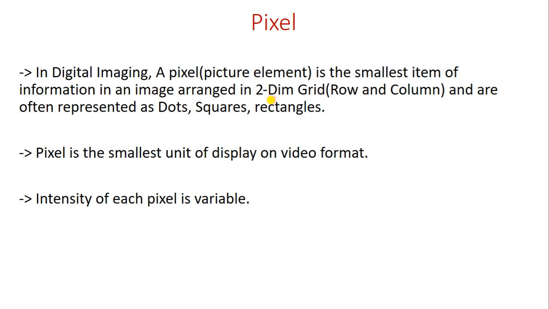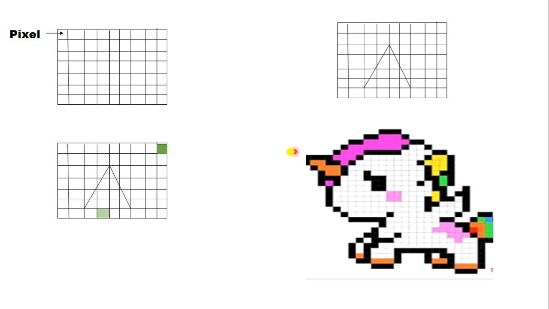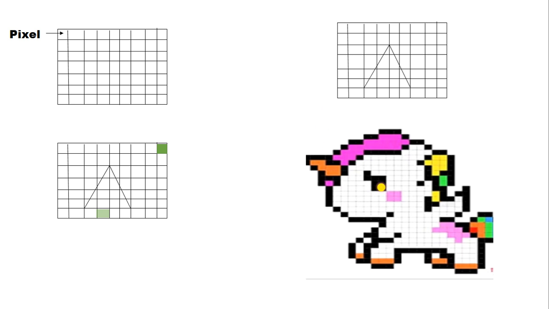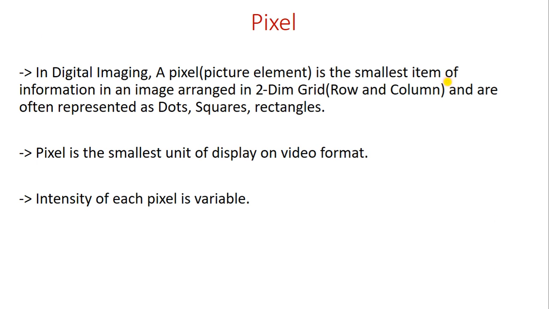And the image is a two-dimensional grid, meaning in rows and columns. You can see here, the pixel is represented as dots, squares and rectangles. This is the pixel. When you zoom in on the pixel, it will look like this. I hope you have understood what a pixel is and what the size of a pixel is, and you got deep knowledge about the pixel in this video.